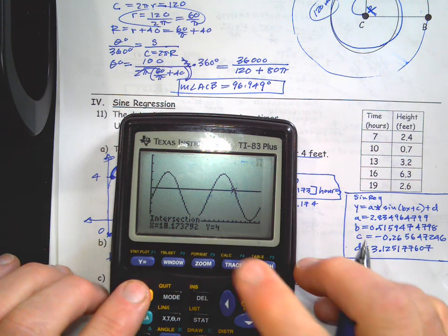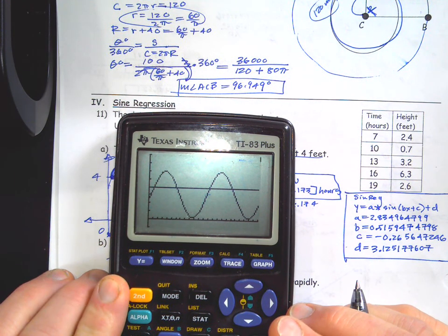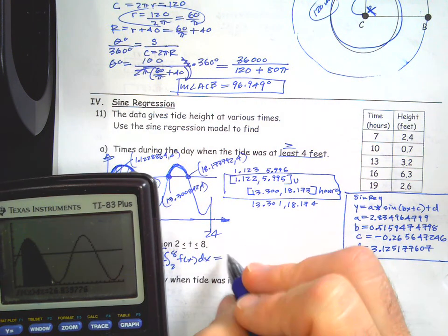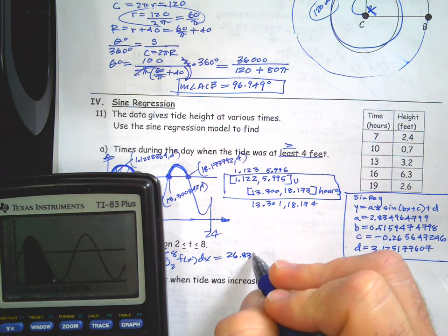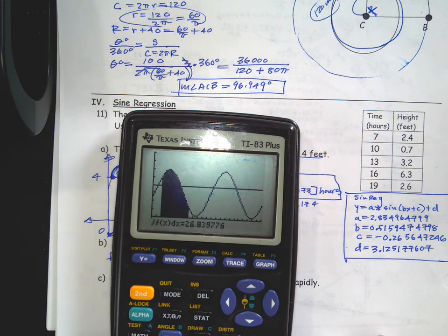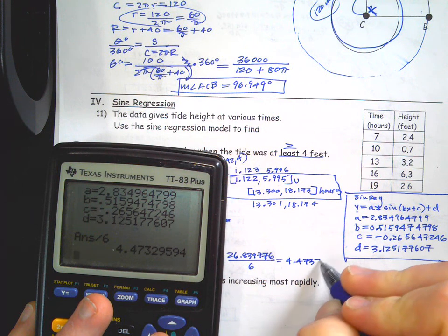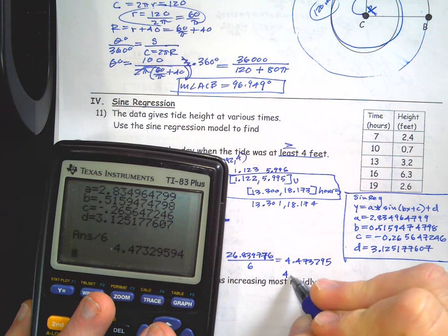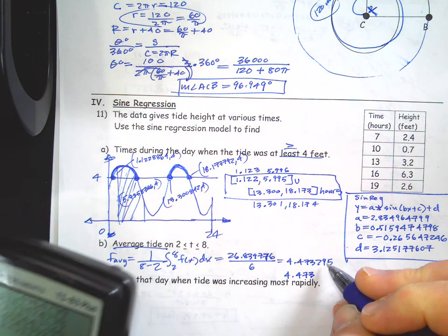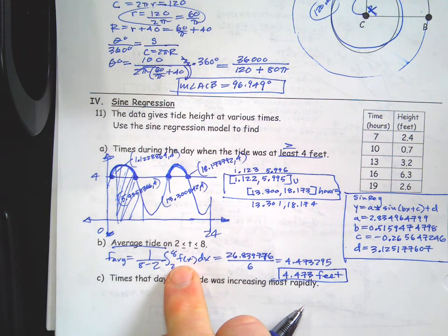So second calculate, you can do that from the screen if you want. 2 to 8, it shades it. Okay. And the answer is 26.839776. And then we're going to divide by 6. And you get 4.473295. So the answer is 4.473. Rounded or truncated comes out the same. What are the units? This is average tide height, feet. I need to see the setup when we're doing integration.